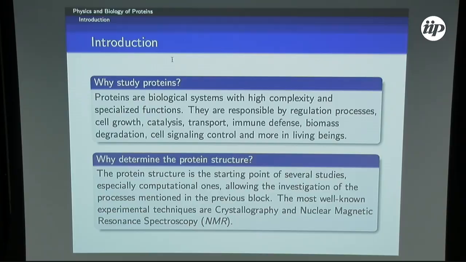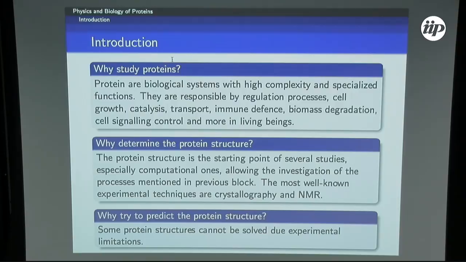And why try to predict the protein structure? Because some experimental methods cannot solve the problem. For example, we know that some proteins cannot be crystallized. So what to do? Maybe you can use NMR, but NMR has a size limitation. So in this case, you should try to predict these structures if you'd like to investigate a disease or something like that.